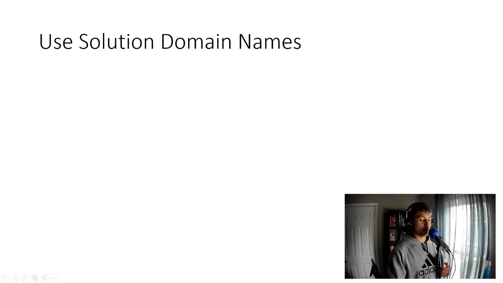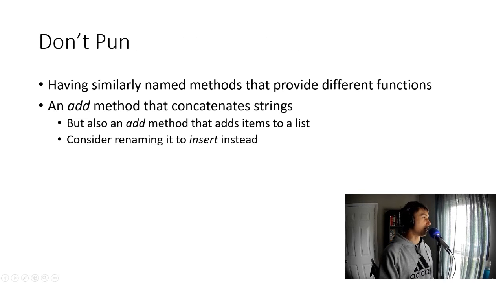Also, I know it sounds hard, but don't pun. Having similarly named methods that provide different functions, don't try to be punny. Actually, this isn't really what he meant by this, but you could have an add method that concatenates 2 strings together, but you can also have an add method that adds items to a list.